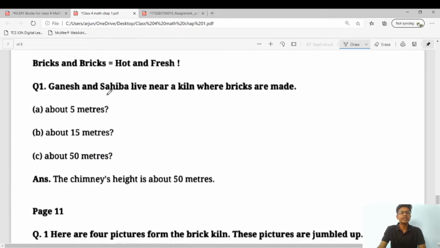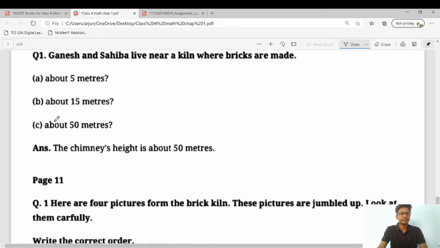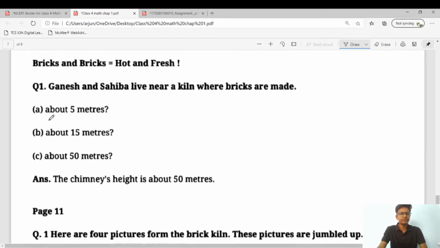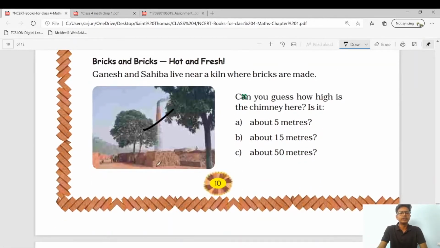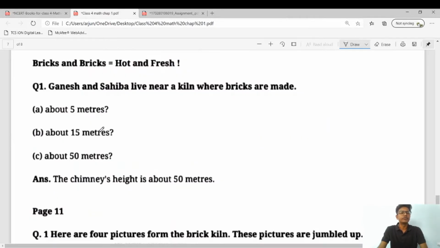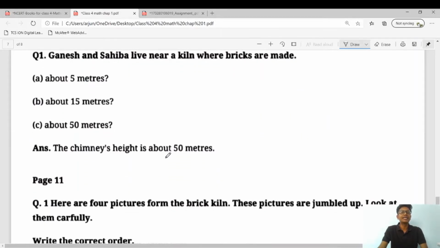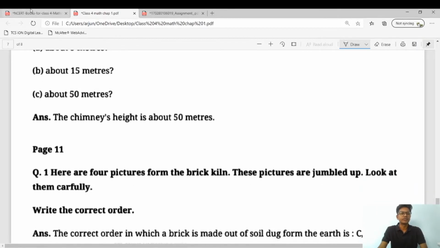The question is: Ganesh and Saiba live near a kiln. A kiln means a factory which makes bricks, where bricks are made. We can see here a photo of a kiln. The question is, how tall is the chimney? About 5 meters, about 50 meters, about 15 meters, or about 500 meters? The answer is the chimney's height is about 50 meters.